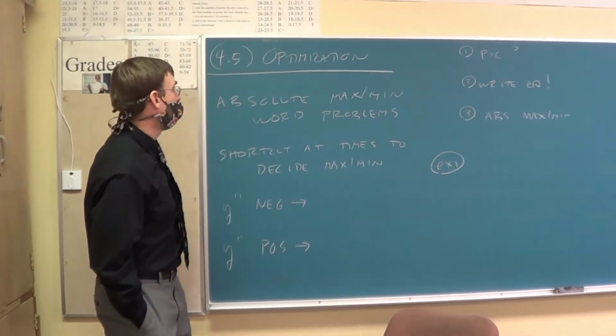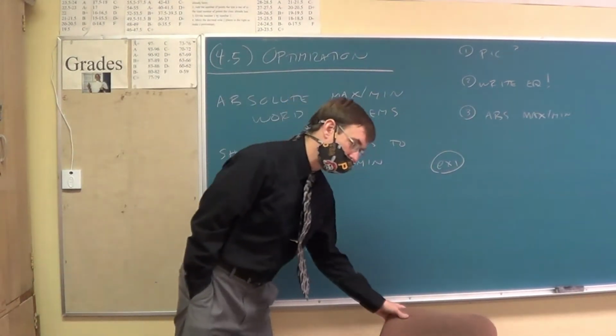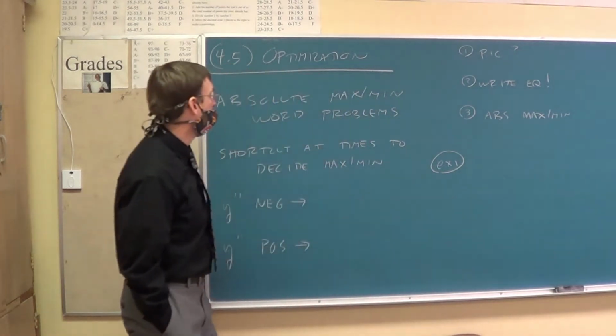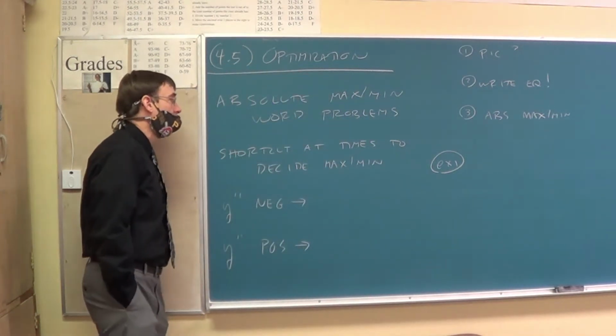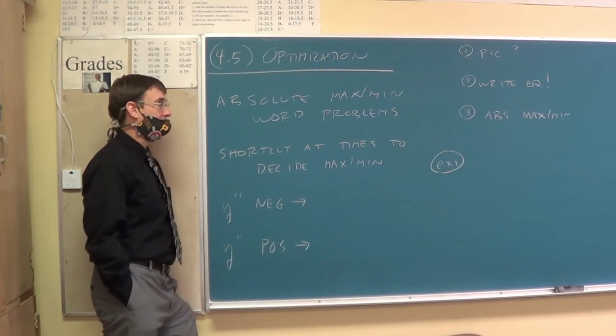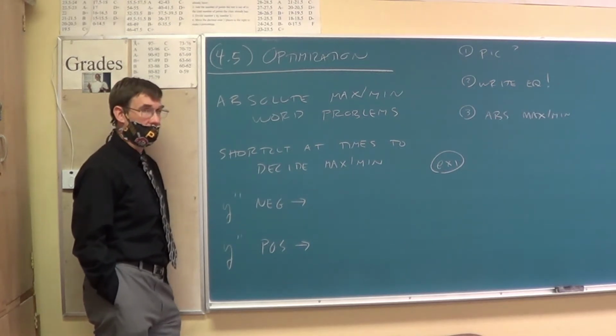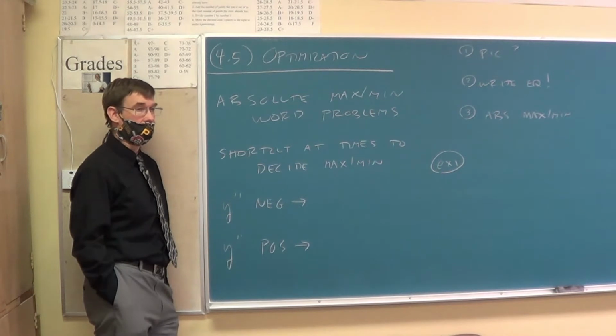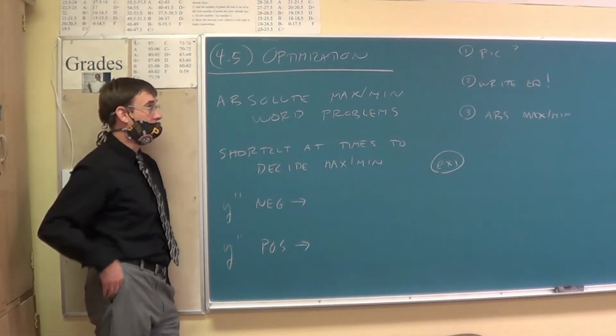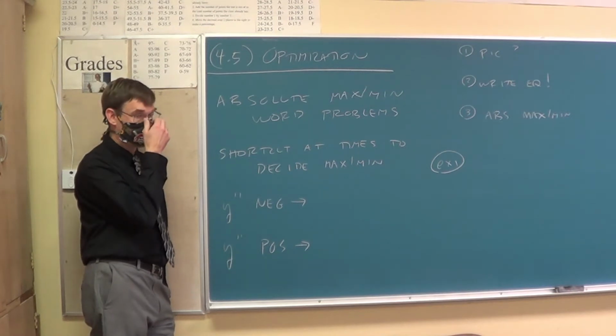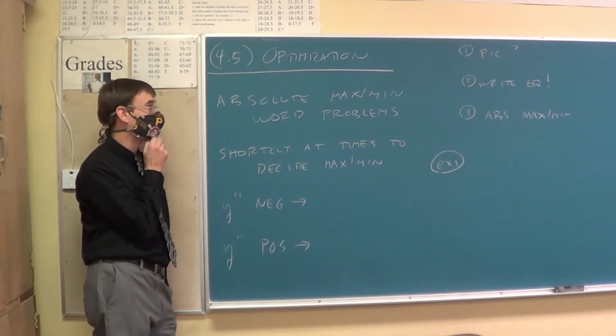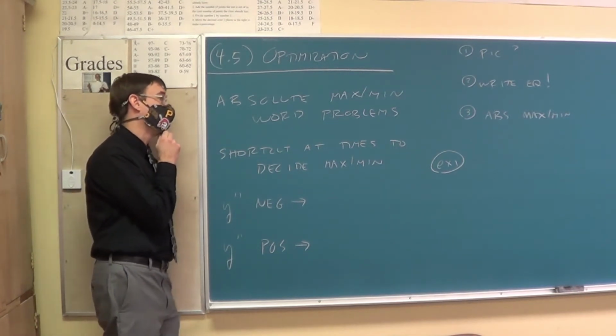So optimization is the name of the game in 4.5. What these are going to be is word problems that involve absolute maxes and mins. The good news is, foundationally, you're strong at doing absolute max and min problems. That was from 4.1. We did local mins and maxes, we did absolute mins and maxes, and we were pretty good at the absolute mins and maxes.